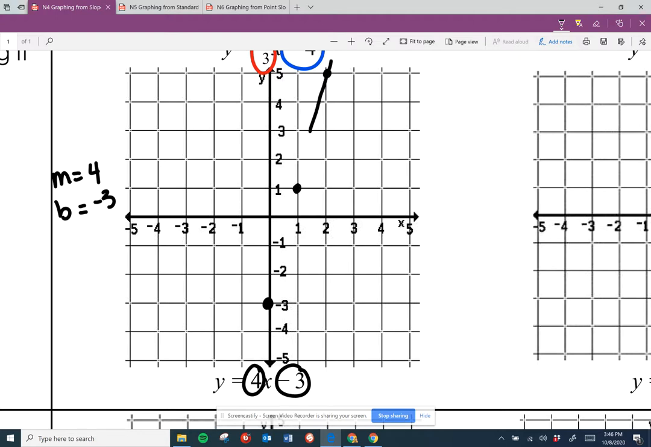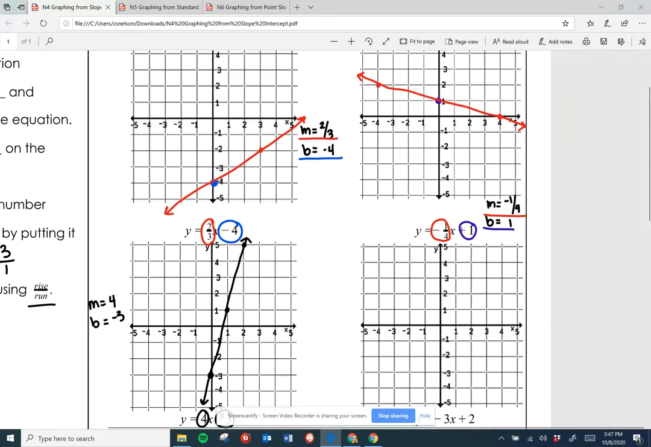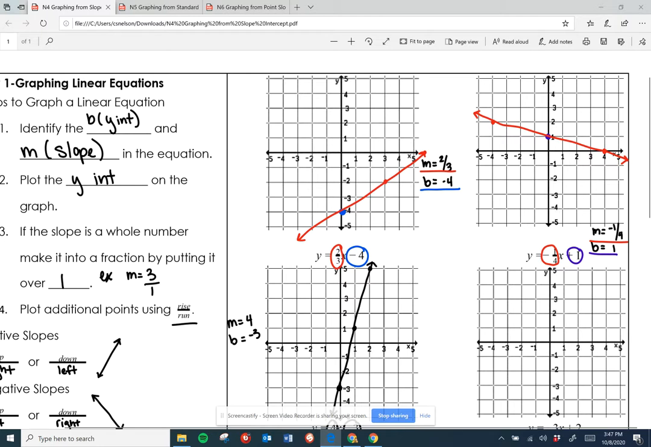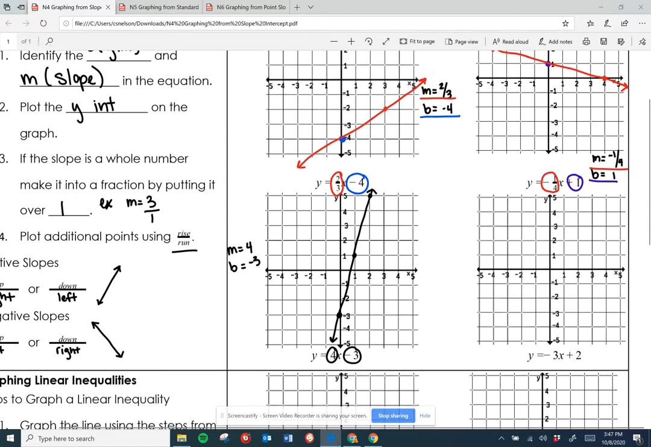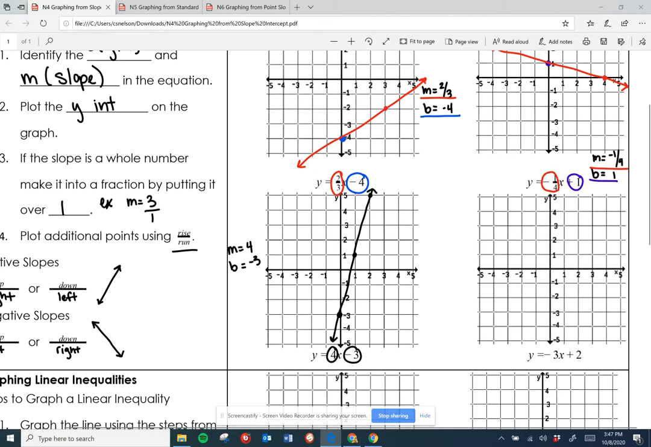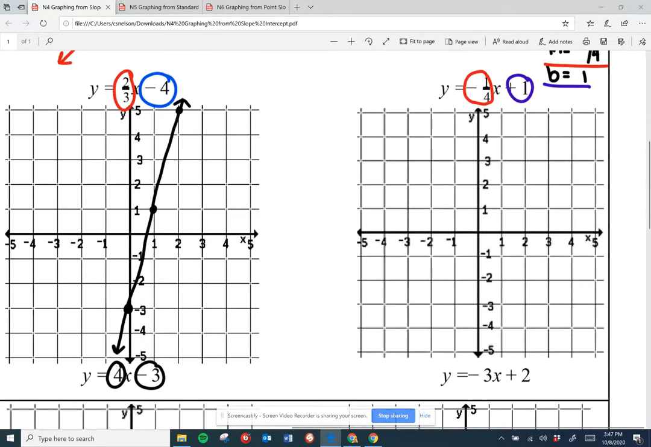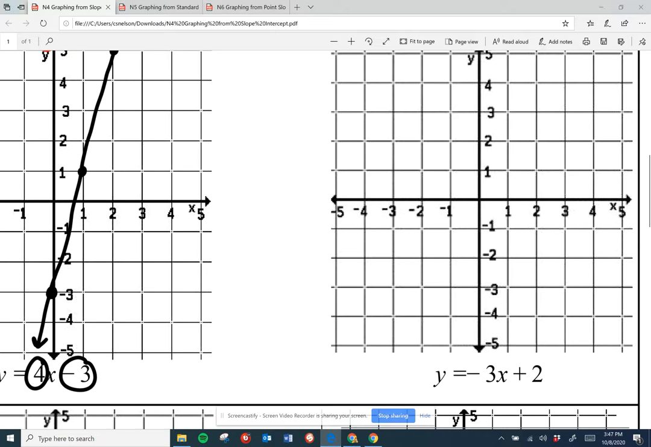Okay. Remember when we first learned about slope, how we learned that the slopes that have higher numbers, like 4, are going to be way steeper than the lower numbers, like the one that we just looked at that was negative 1/4 or 2/3. These fractions are going to be more flat, and then the higher numbers, like 4, are going to be more steep.